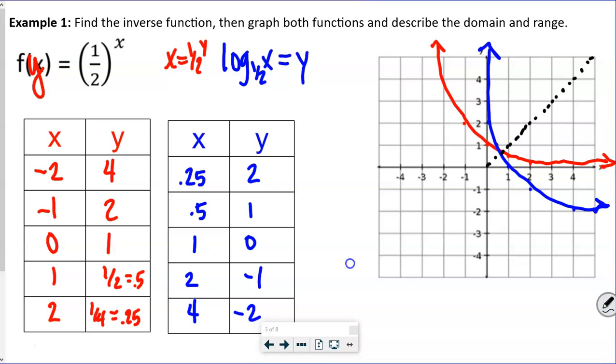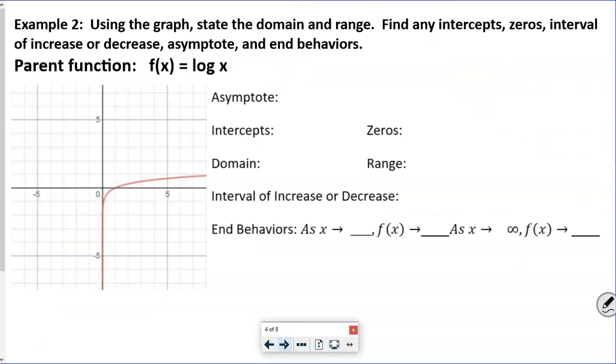Now, the reason we're talking about this is because we're going to use some of our rules of exponents to go ahead and solve parts of these problems, okay? So, in example 2, it says, using the graph, state the domain and range, find any intercepts, zeros, intervals of increase, decrease, asymptotes, and end behavior. So the first thing we're going to do is our parent function, which is f of x is equal to the log of x. So when we talk about an asymptote, that's the line the graph approaches but never actually touches. So our asymptote is right here.